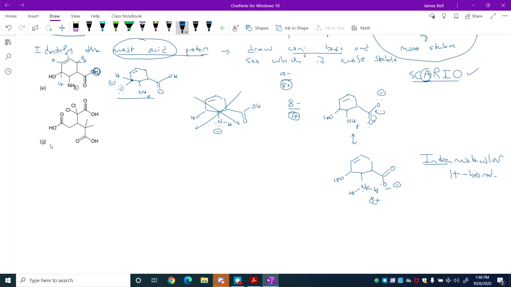So real quick for G, what we see here, we've got 3 protons that are similar to this one, where if they were lost, the negative charge would be stabilized by resonance in each one of these cases. So what's the difference? Well, one difference is we've got a couple chlorines over here. So what impact do they have? Well, the chlorines are there because they can create induction.